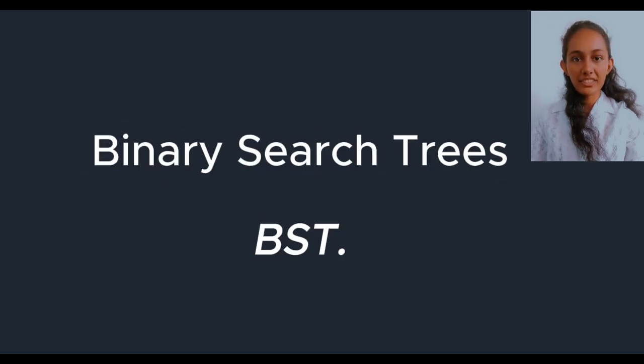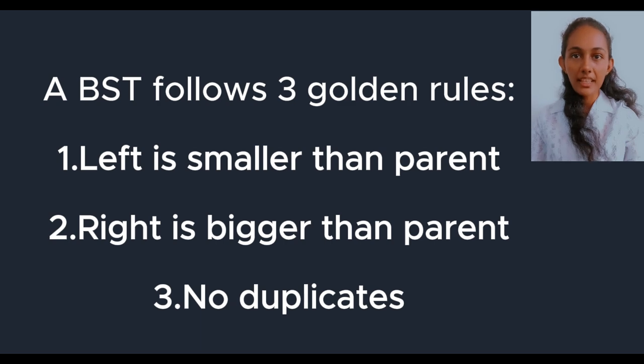Now first, let's talk about binary search trees, or BST. So a BST follows 3 golden rules. The first one is left is smaller than parent. The second one is right is bigger than parent. And the third one, no duplicates.